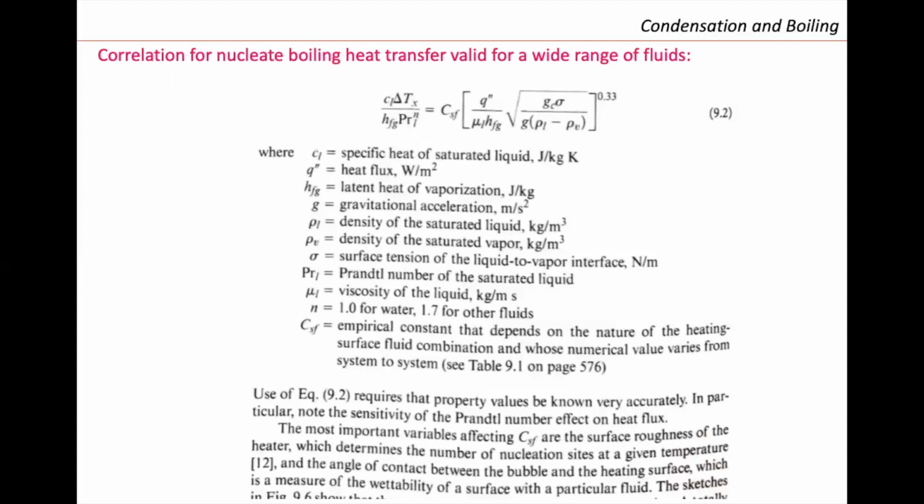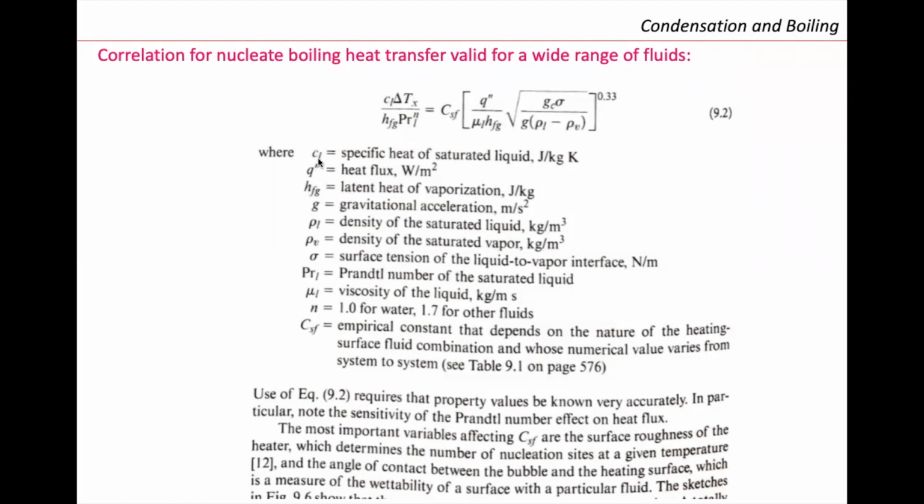For solving pool boiling, we are going to use this equation, equation 9.2, a correlation for nucleate boiling heat transfer for a wide range of fluids. It's a very simple equation. The only thing is that we need to read a lot of properties, as you can see.